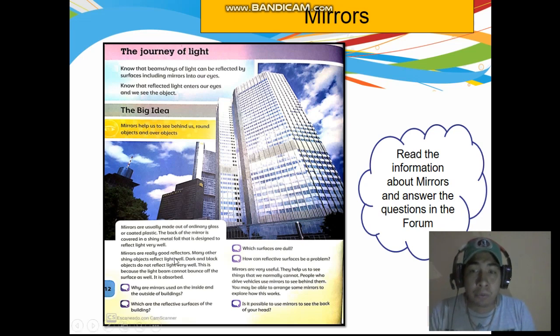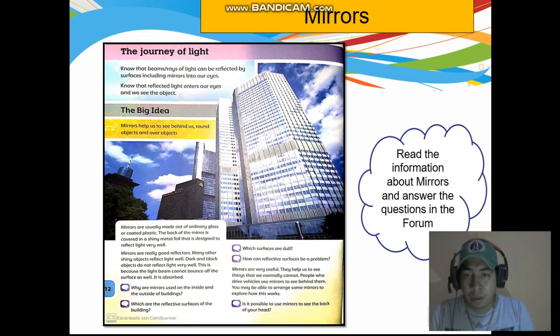Mirrors are good reflectors. I continue reading. Many other shiny objects reflect light well. Of course, we know the reflectors. We saw that in the last lessons, that metals are very good reflectors, as are glass and plastic.